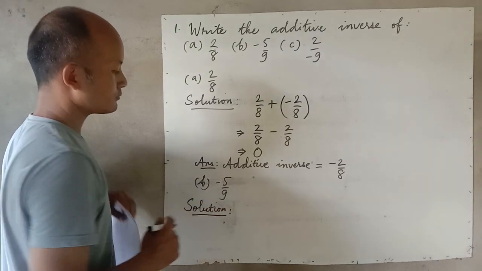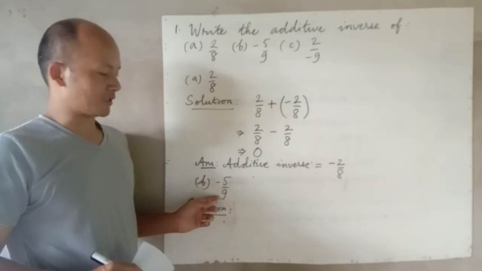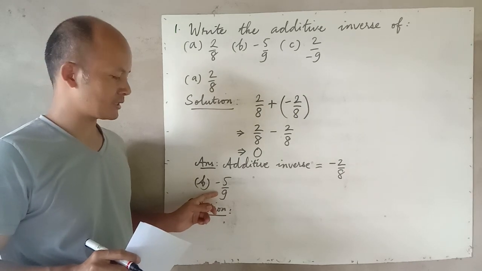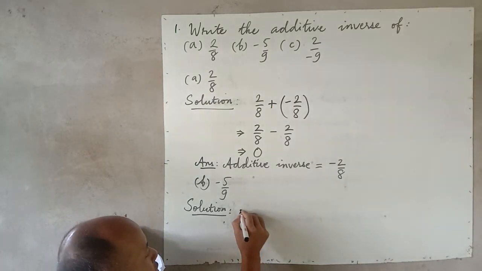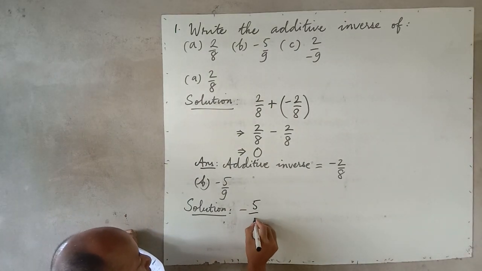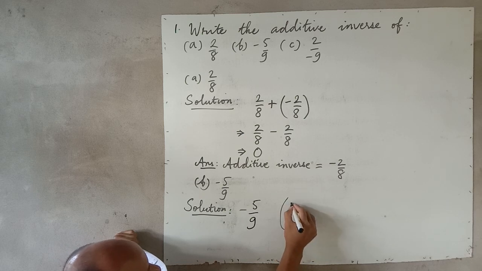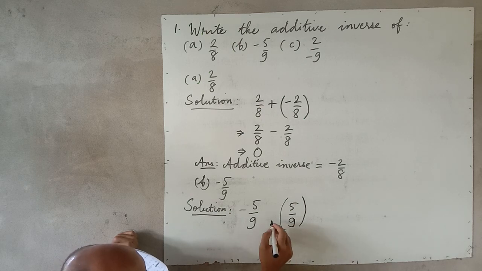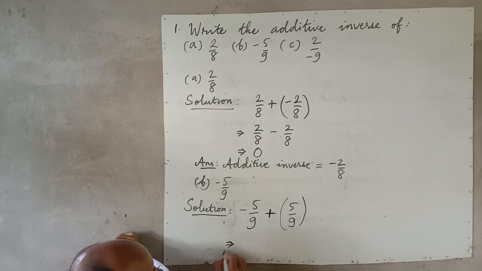Alright, let's write the solution here. Now, this is a negative number, isn't it? -5 by 9. Opposite to this number will be +5 by 9. So let's write the given number first, minus 5 by 9, and here plus 5 by 9. You don't need to write the sign in the case of positive. Now, let's sum up. Sum up means add up. Now, minus 5 by 9 plus 5 by 9.